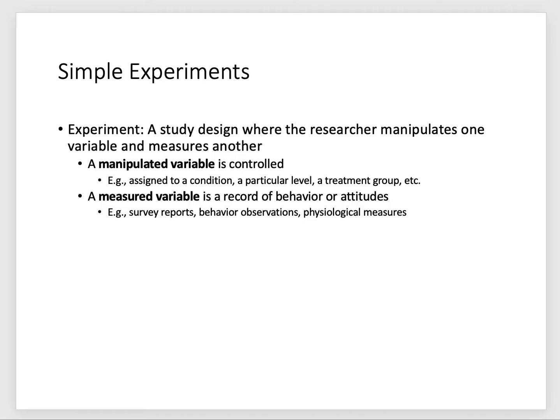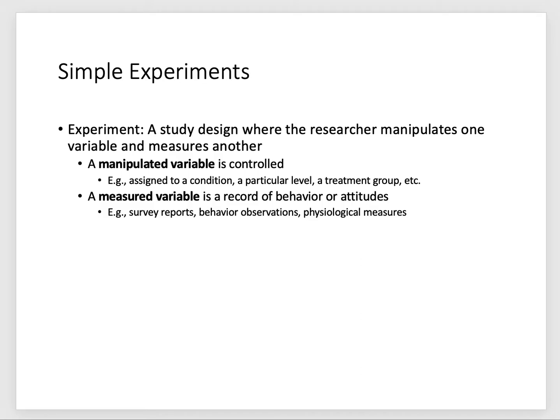Just to sum up these terms, an experiment is any type of study design where the researcher manipulates one variable and measures another. That's as simple as it gets in an experiment. You just have one variable that's independent, that's being controlled and manipulated, and you have an outcome or dependent variable that you're measuring to see what happens. Ideally, we're going to try to determine what was the effect of whatever was manipulated.